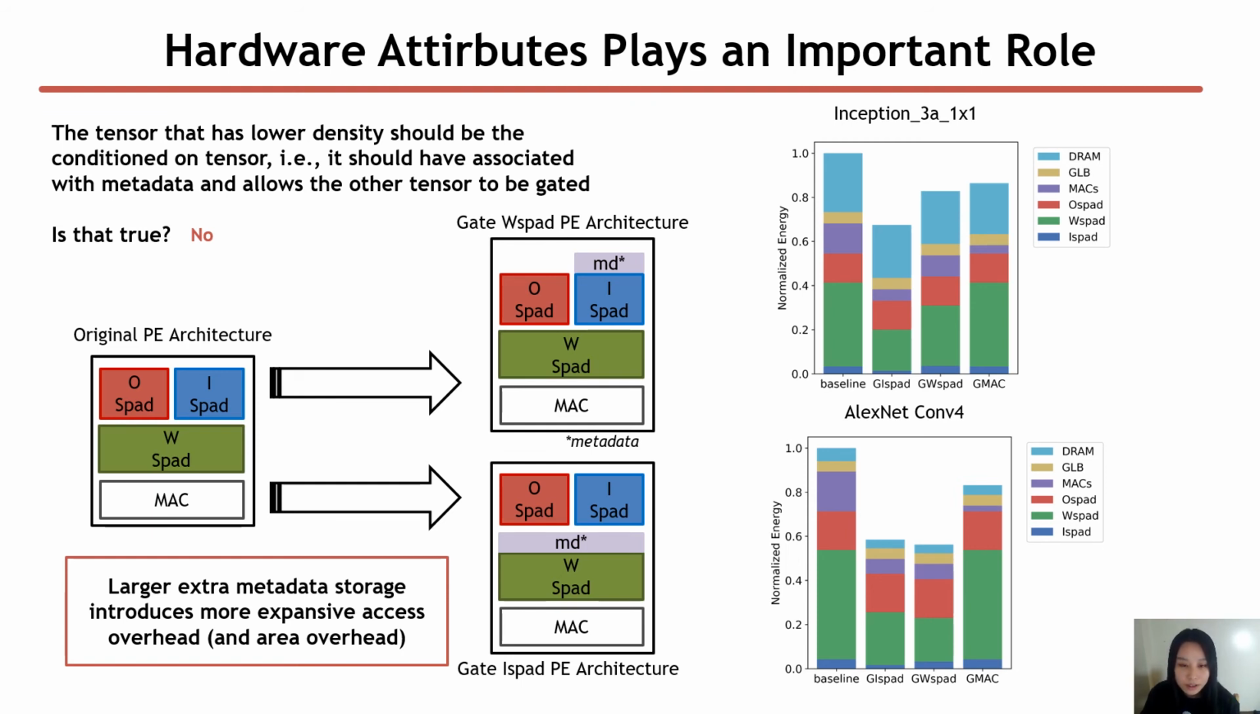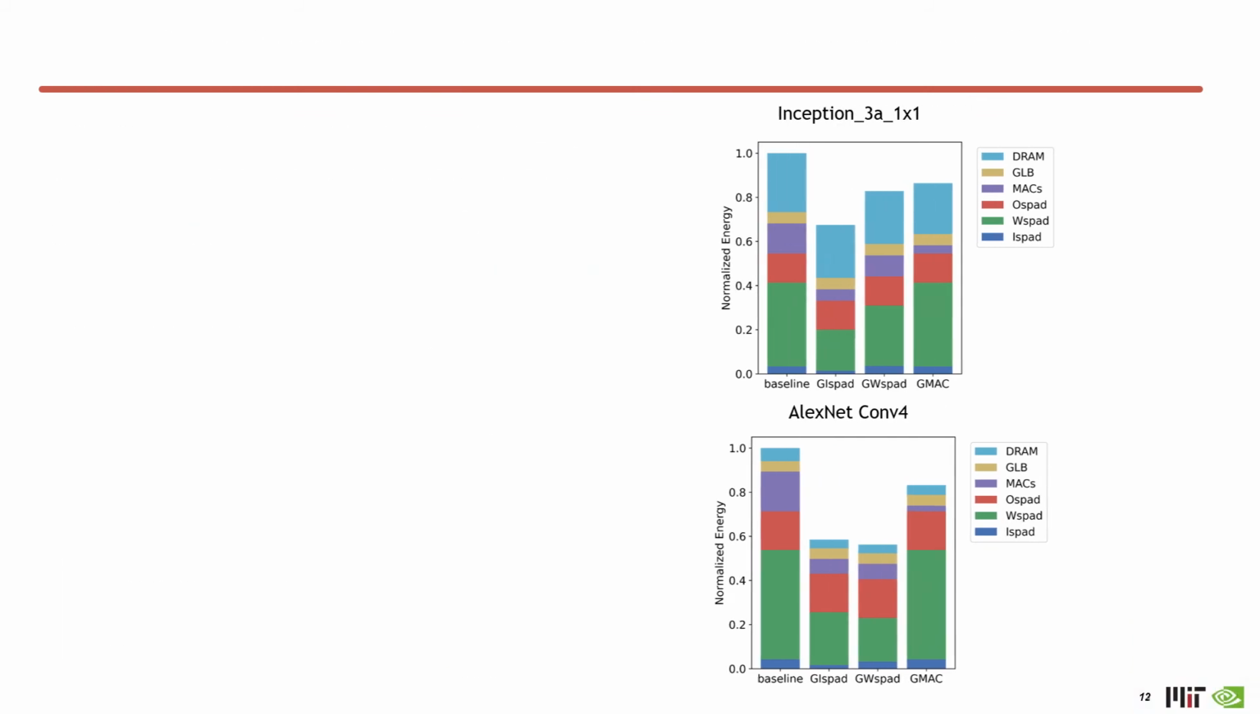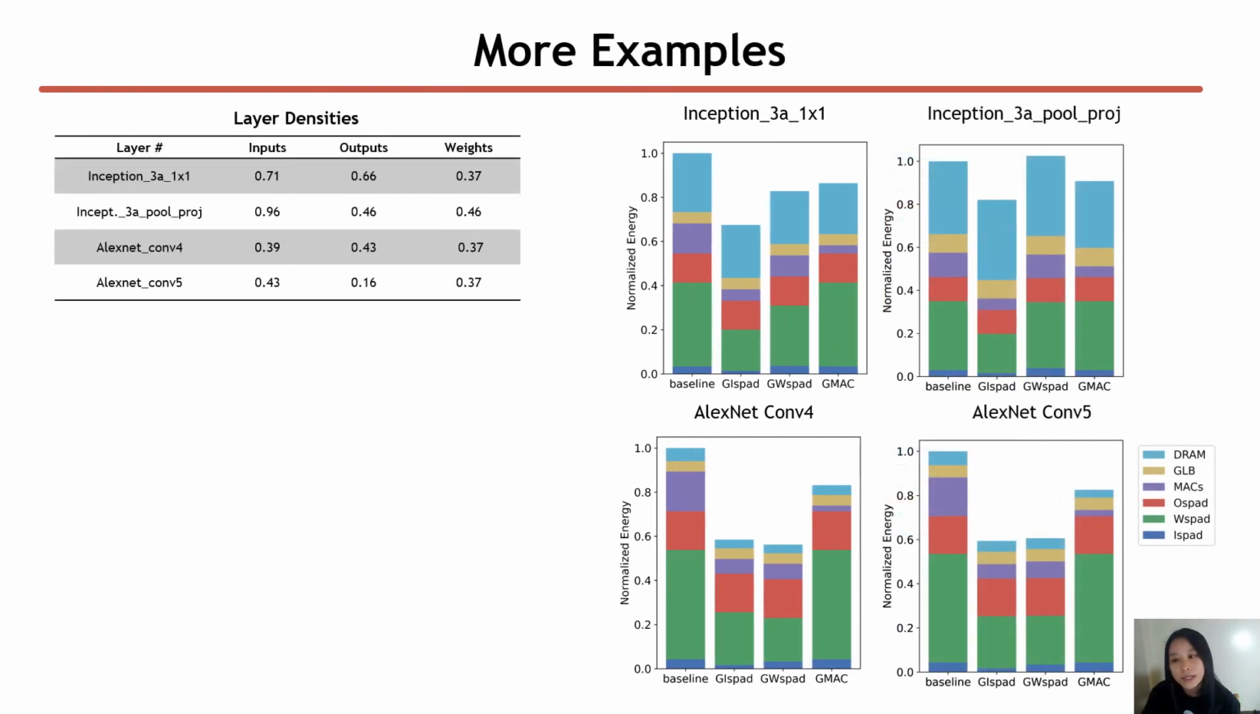So this tells us the fact that density itself is not enough for us to determine the impact of a specific sparse optimization, and Timeloop V2 is able to help us answer these intertwined questions based on all of the information it can gather in a systematic way. We can look at more examples.